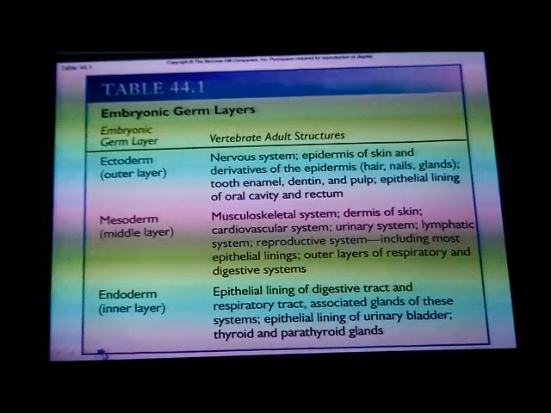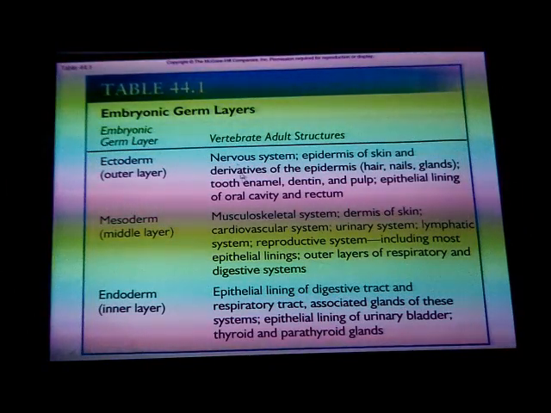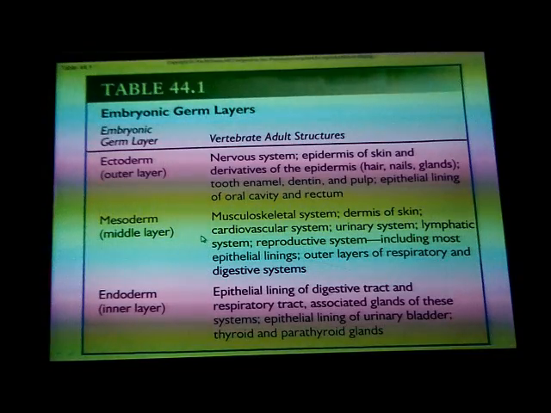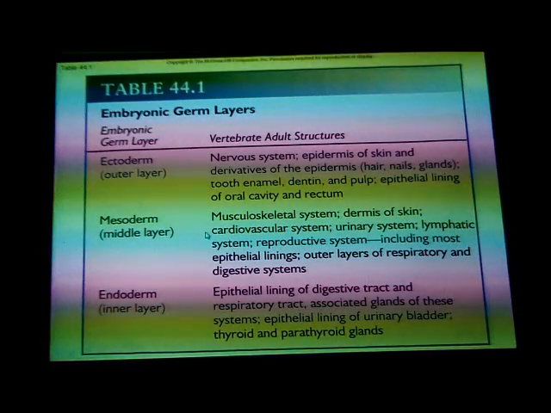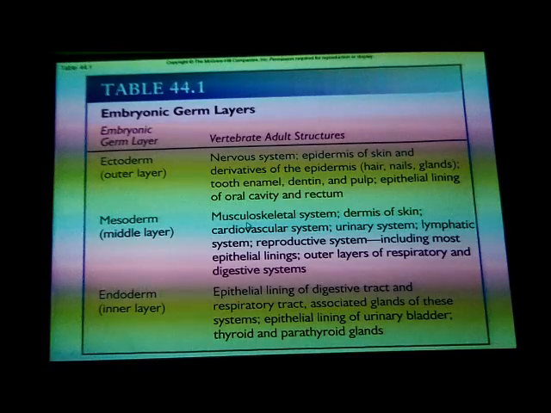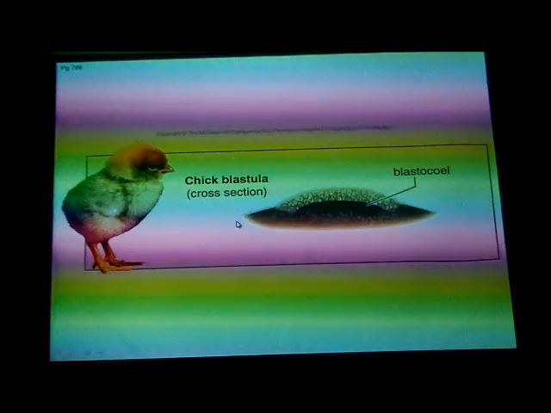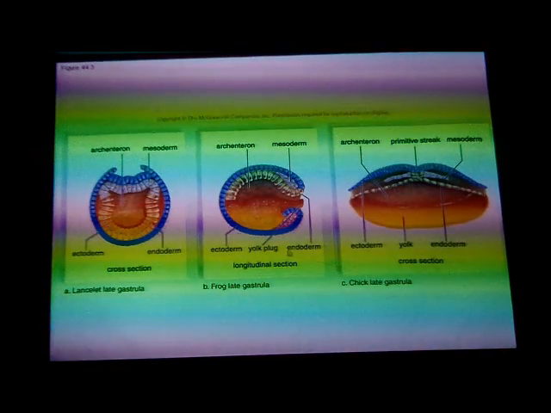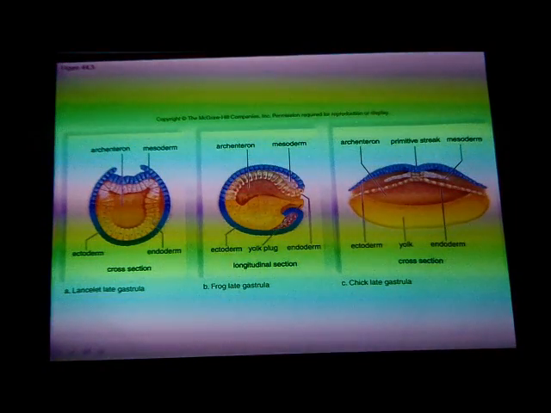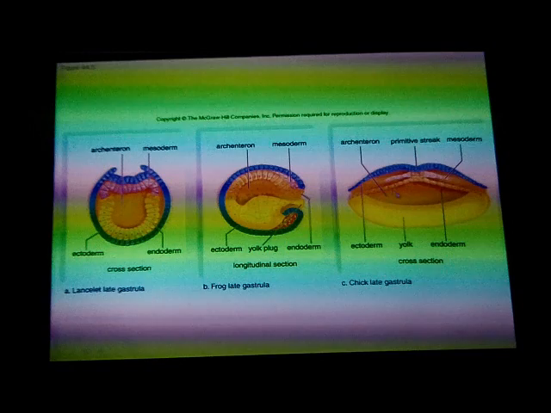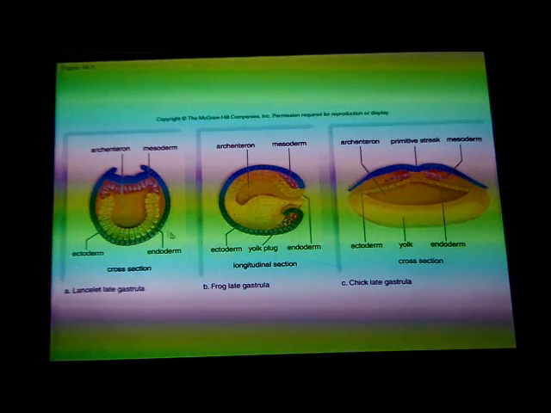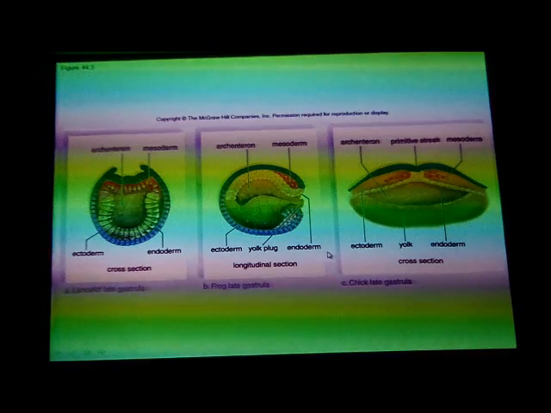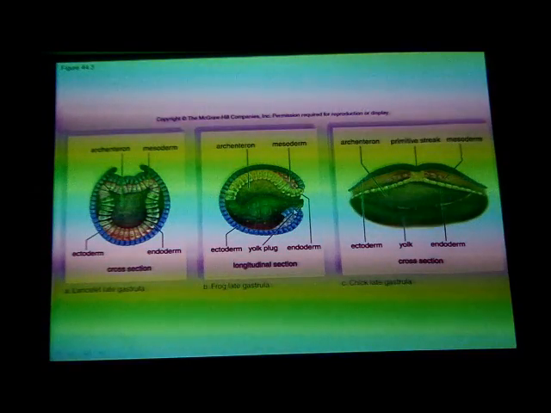So that's interesting. Here's a table showing the 3 layers. This is on page 798. And the book talks about how lancelets are different from frogs, which are different from chickens. They all form a little bit differently. They have the same layers of cells, but they all go about their formation a little bit differently.